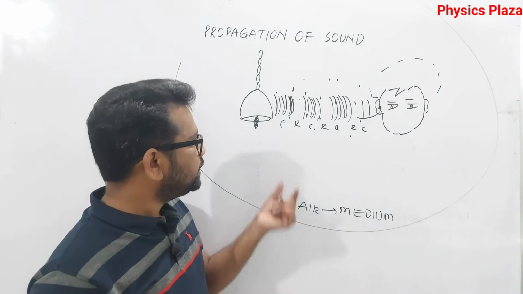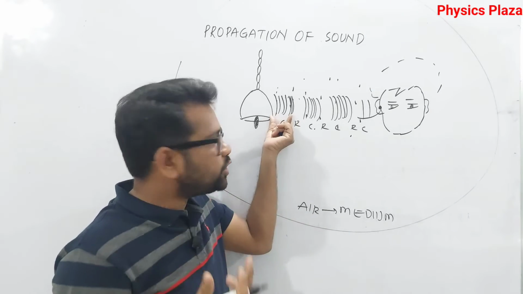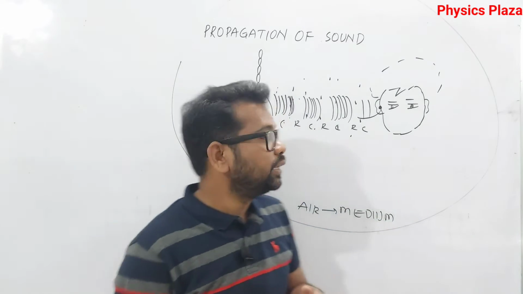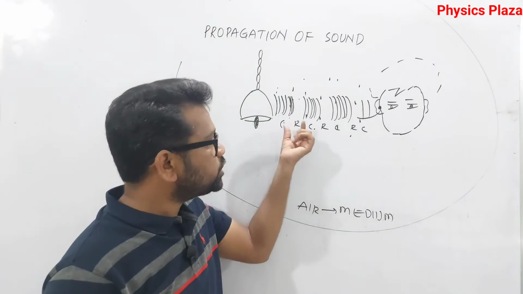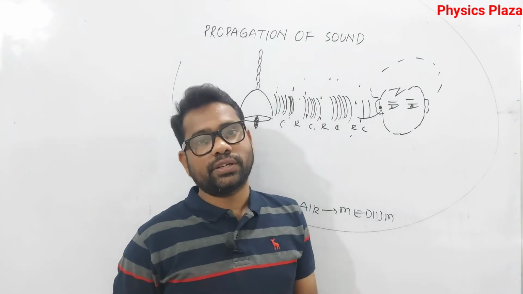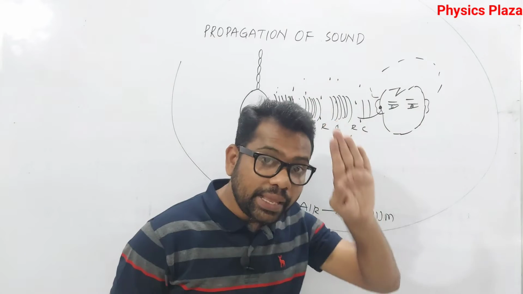Am I clear? So these are the regions of maximum density and pressure, and these are the regions where low density, low pressure. The regions of high pressure, high density are called compressions. The regions of low pressure, low densities are called what actually? Rarefactions.